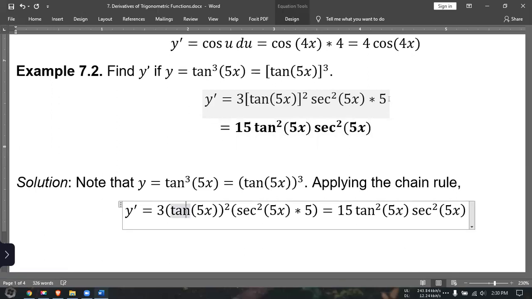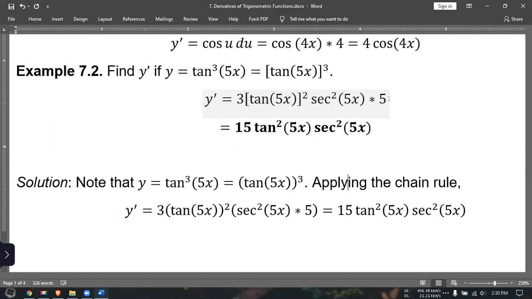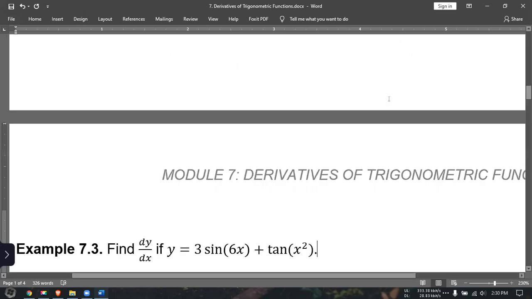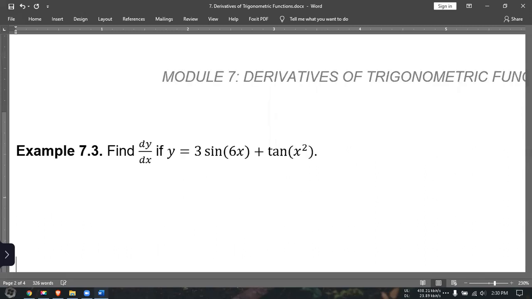Same lang sila, ha? Tangent square 5x and secant square 5x. Find the chain. No question, let's proceed to number 3.